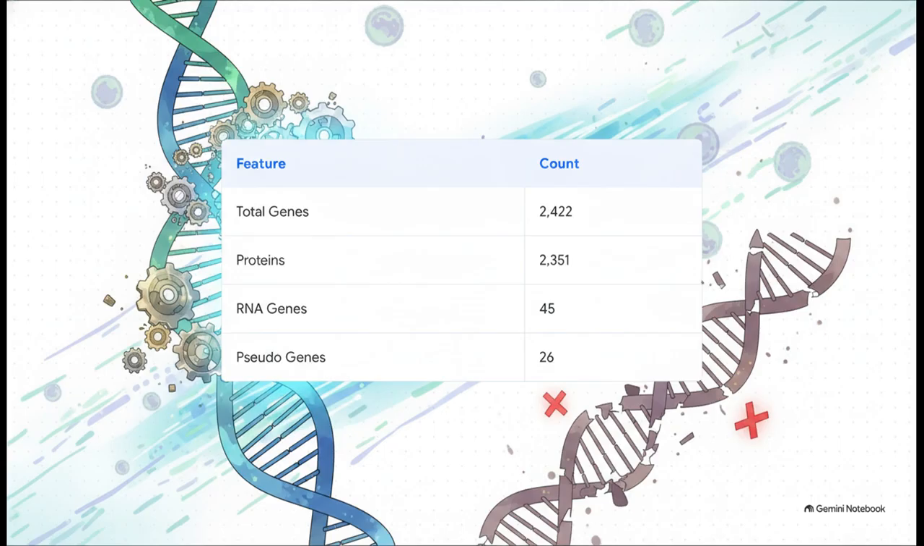But pay close attention to that bottom row, 26 pseudogenes. These are essentially broken pieces of genetic code. They contain frame shifts or internal stops. It literally represents the evolutionary baggage of the bacteria, tools it either doesn't use anymore or genetic mutations that just broke down along its evolutionary journey.